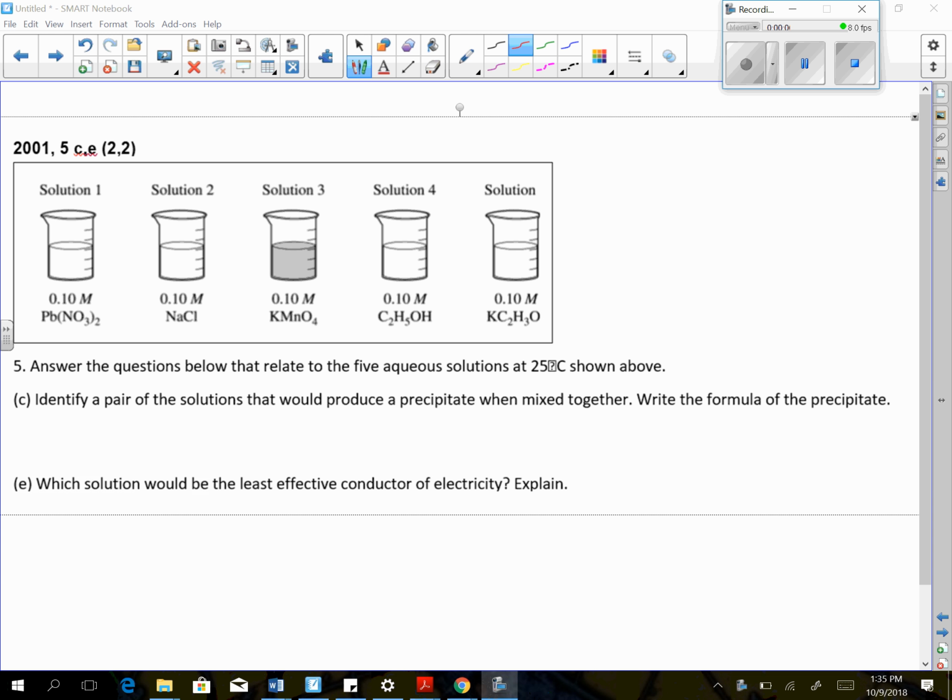And I have a couple of students with me, and we are going to start in the middle of the packet on 2001. If you're looking at those 5 solutions, our first question is to identify a pair of the solutions that would produce a precipitate when we mix them. So what are you looking for?